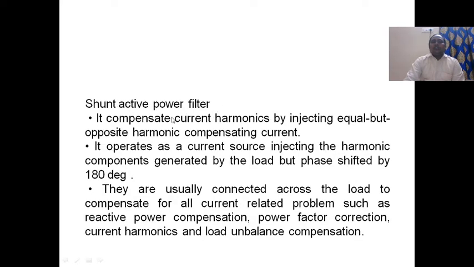Shunt active power filter: it compensates current harmonics by injecting equal but opposite harmonic compensating current. It operates as a current source injecting the harmonic components generated by the load but phase shifted by 180 degrees. They are usually connected across the load to compensate for all current related problems such as reactive power compensation, power factor correction, current harmonics and load unbalance compensation.